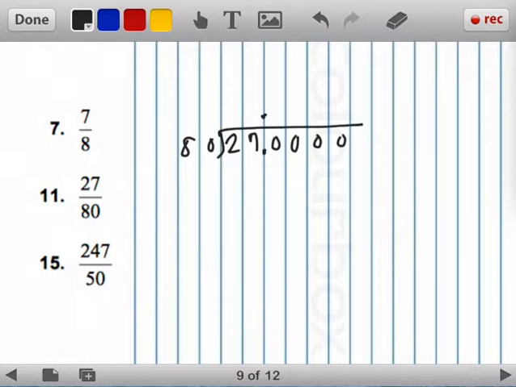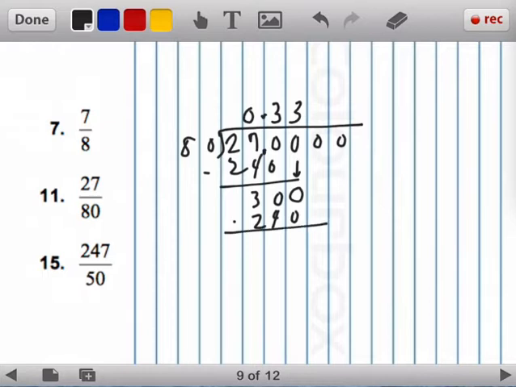80 goes into 27? No. 80 goes into 270? Yes. Because 8 goes into 27 3 times, so 80 would go into 270 3 times. That's 240. Subtract, I get 30, and I bring down my next 0. 80 goes into 300, another 3 times. 3 times 8 is 240. I get a 60. I bring down a 0.